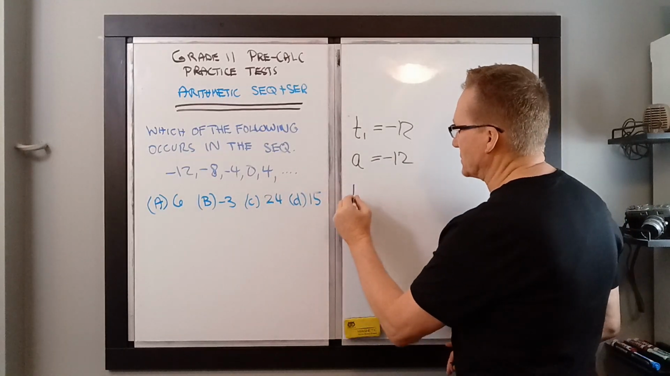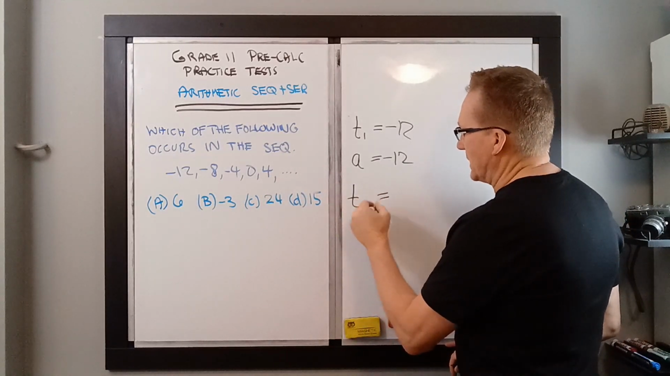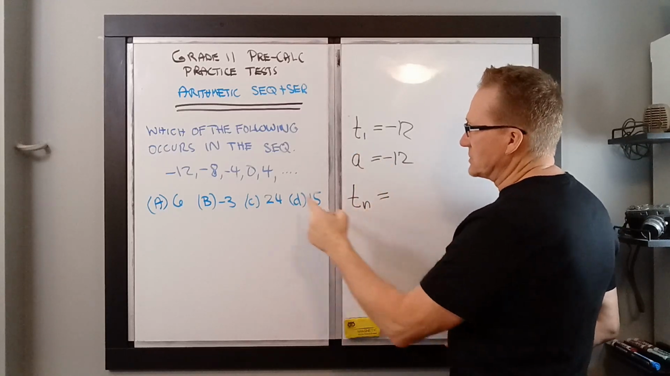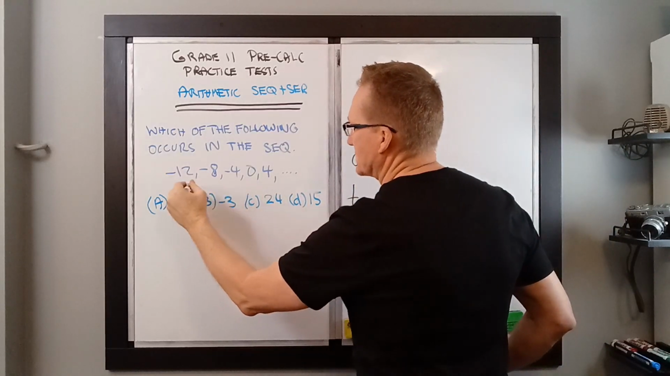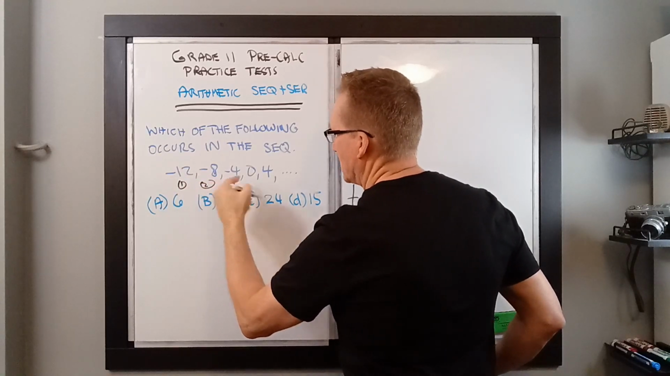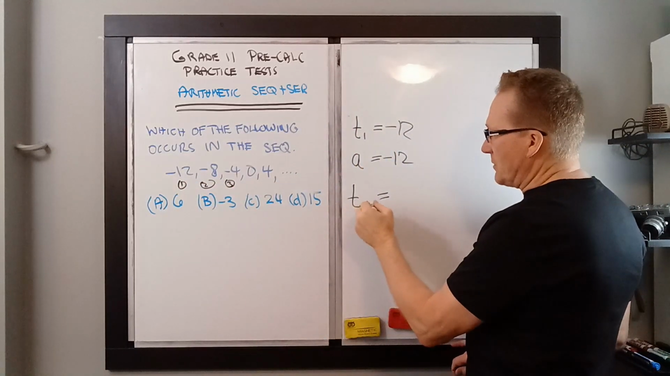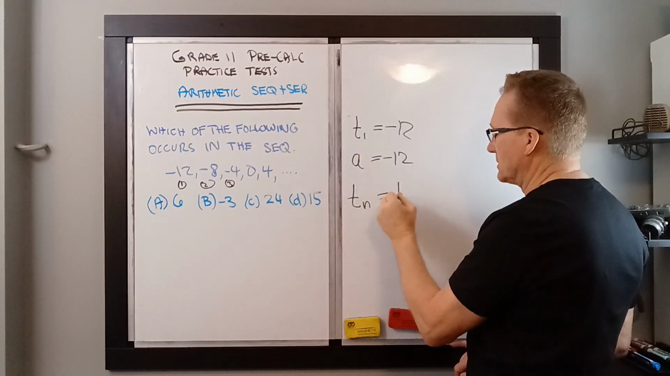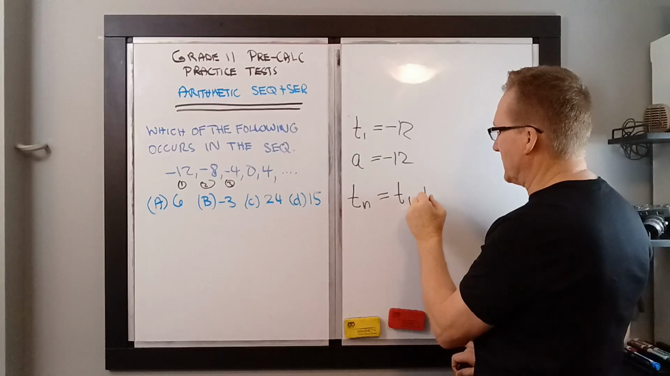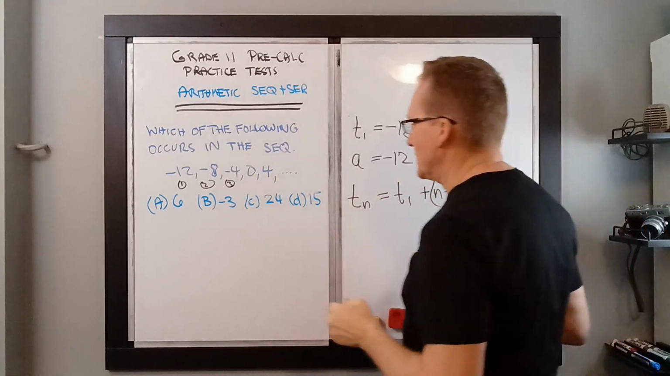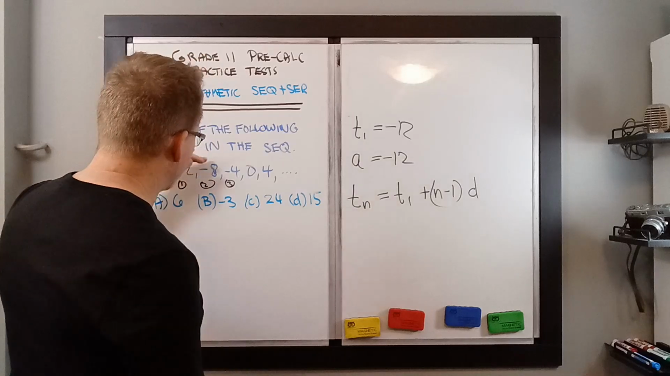So here we have the equation for Tn. This is n equals 1, n equals 2, n equals 3, and so on. The nth term is equal to T1, I can write it as A or T1, whichever way, plus n minus 1 times the difference. The difference is how much of a space there is between each of these.